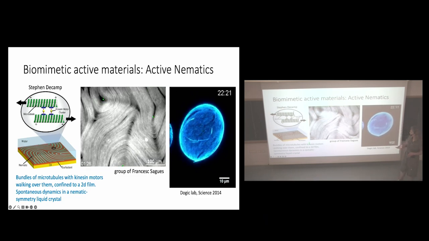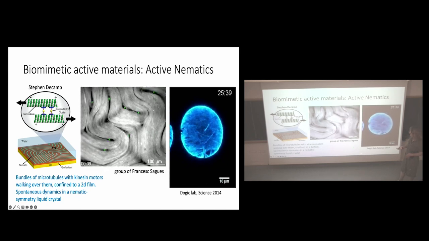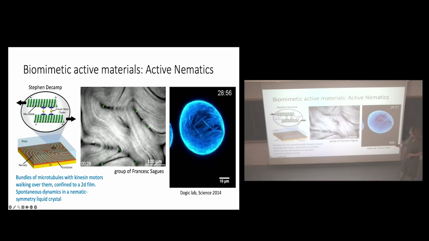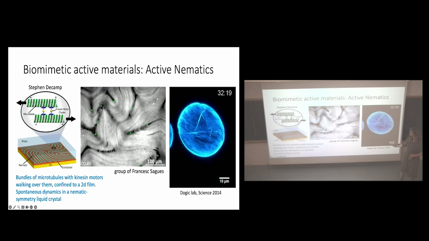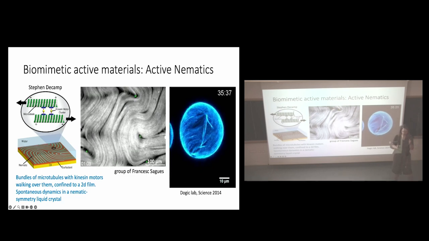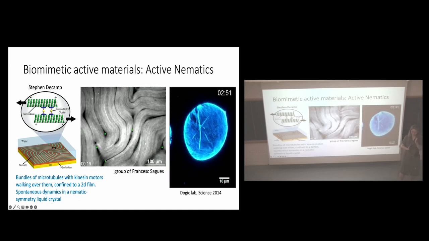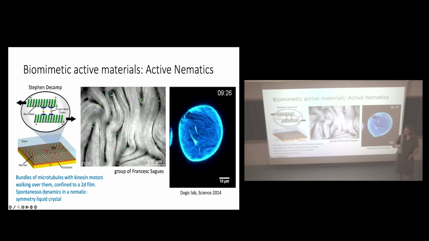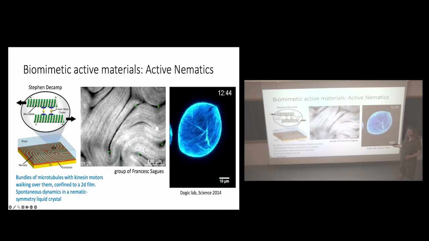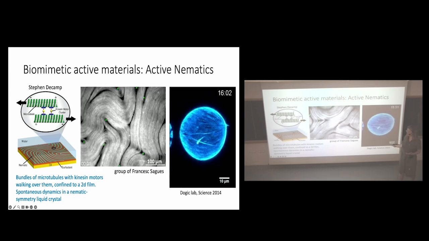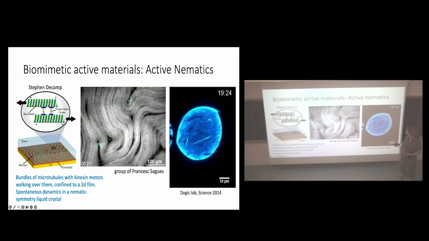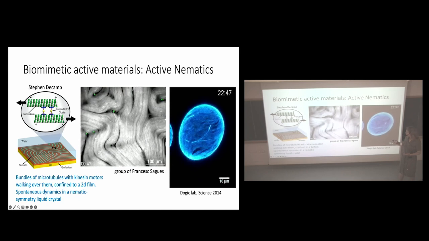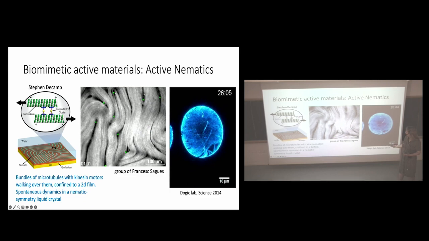That's originally a group of Zvonimir Dogic, and this is microtubules with kinesin motor clusters in there. What they do is these kinesin motor clusters make these filaments pull over each other. So they make this living liquid crystal, nematic liquid crystal, which has become known as an active liquid crystal, with self-propelled active defects throughout the material.